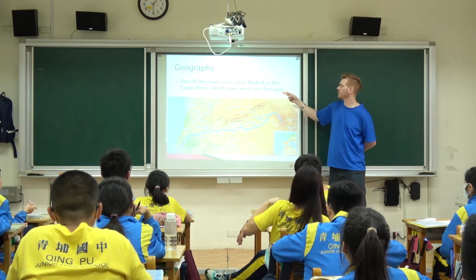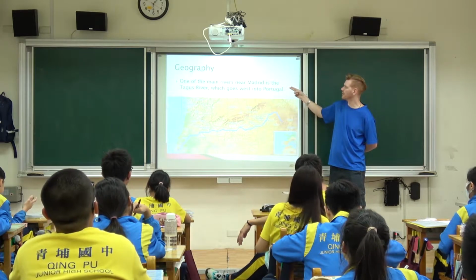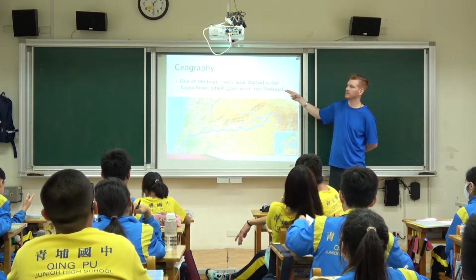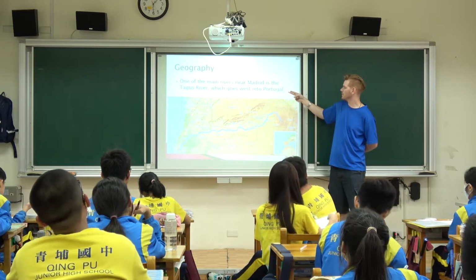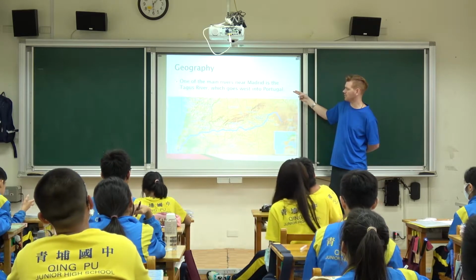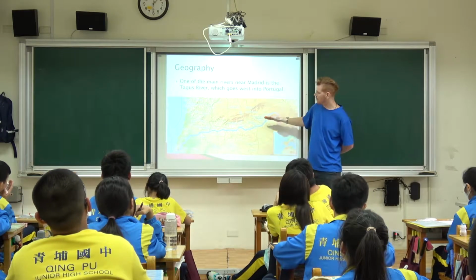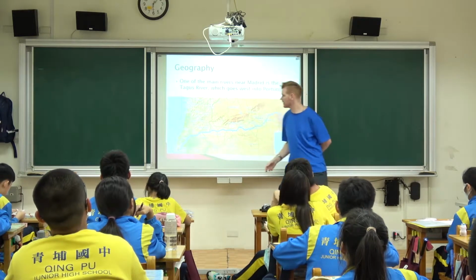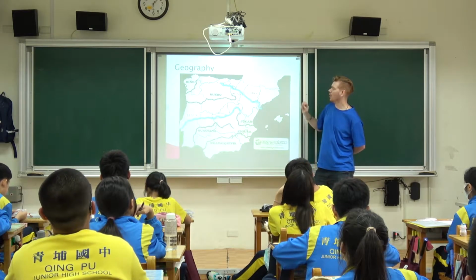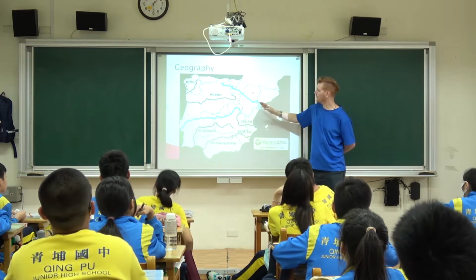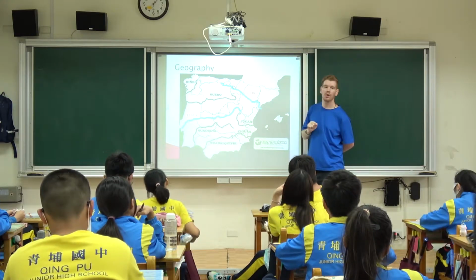One of the main rivers near Madrid is the Tagus River, which goes west into Portugal. So it's in the middle of Spain, going west. On your map, draw the two rivers.